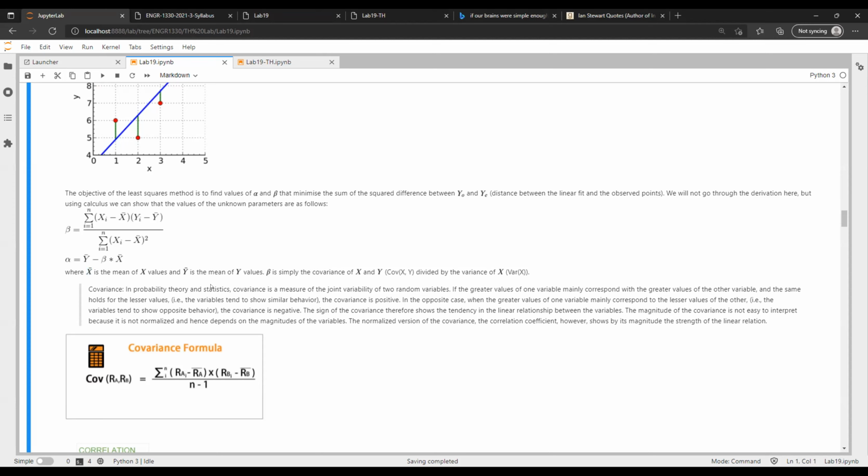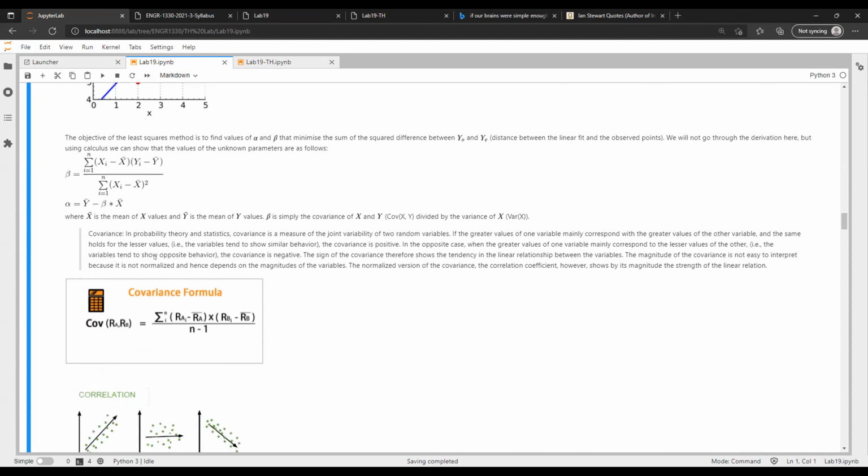So x bar is the mean of the x's, and y bar is the mean of the y's. Beta is the covariance of x and y divided by the variance of x. So in probability theory and statistics, covariance is a measure of the joint variability of two random variables. Well, what does that mean?